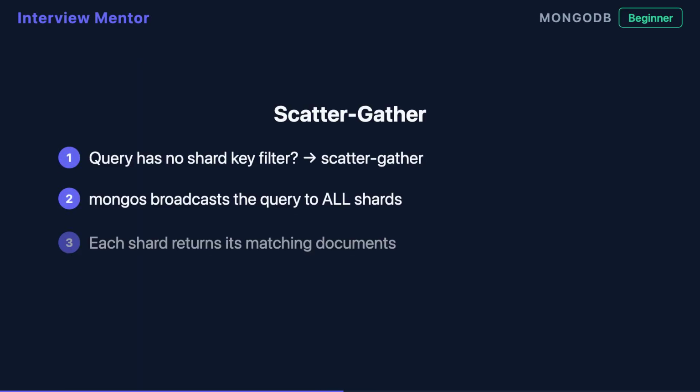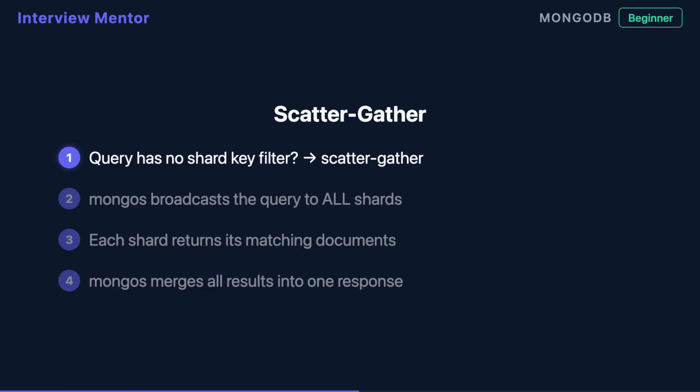Not every query targets a specific shard. When yours doesn't include a shard key filter, Mongos uses scatter-gather. It broadcasts to all shards, collects each result, merges them, and returns one unified response to your app.